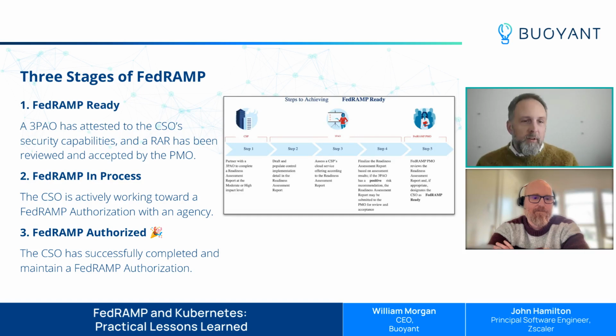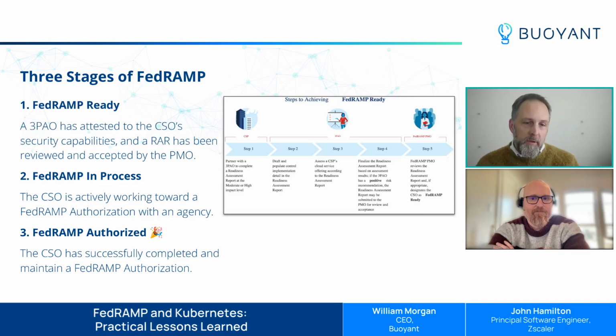Okay. The second step is in process. So you're actively working towards authorization with an agency. This is a step where you have a federal agency in mind. So you have an actual buyer. In step 1, you're just ready for action. Step 2 is you have an agency. And then step 3 is you actually are authorized. You've completed the process. And if you go on FedRAMP.gov, they'll give you a little diagram of the steps in getting to FedRAMP ready.